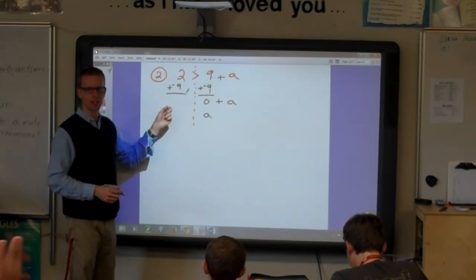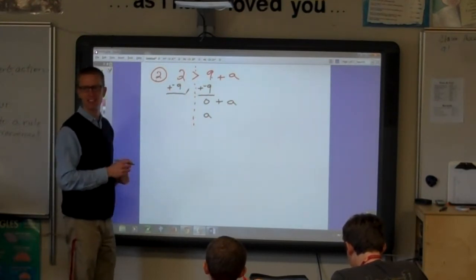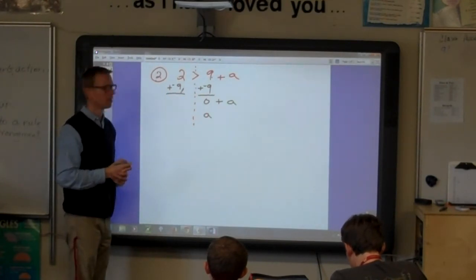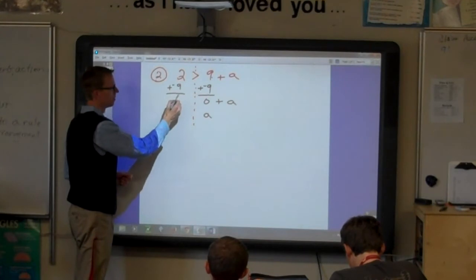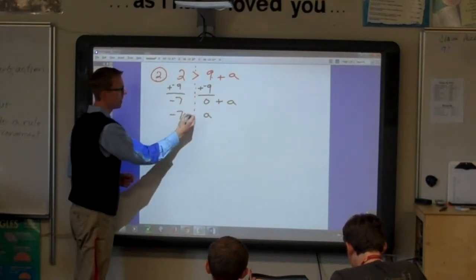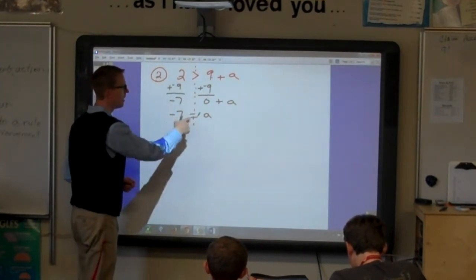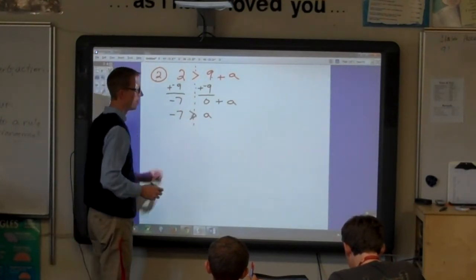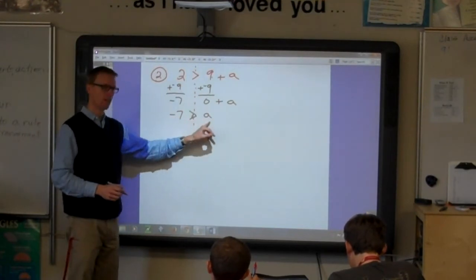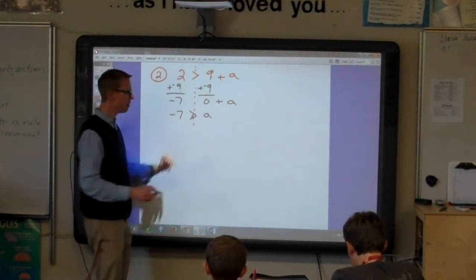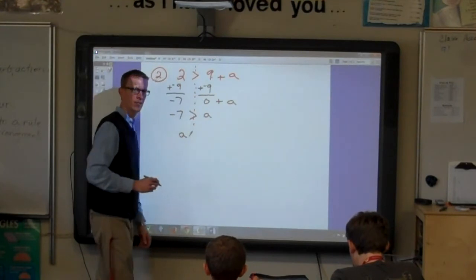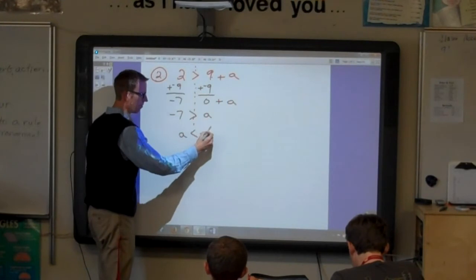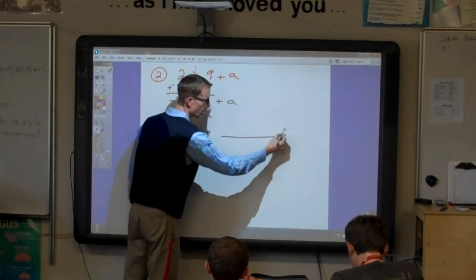You have to add the same thing to both sides. And what is on this side then? Joey? That side is 2 plus -9, which is -7. Good. So a is -7. But it's not equal to, it is greater than. I'm sorry, -7 is greater than a. What does that mean for a? A is less than -7. And we're going to graph the solution for a.